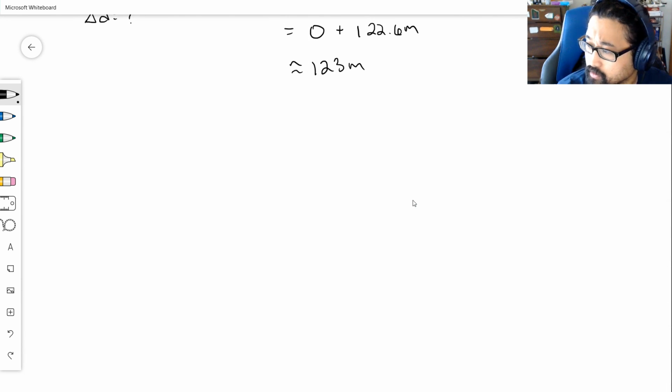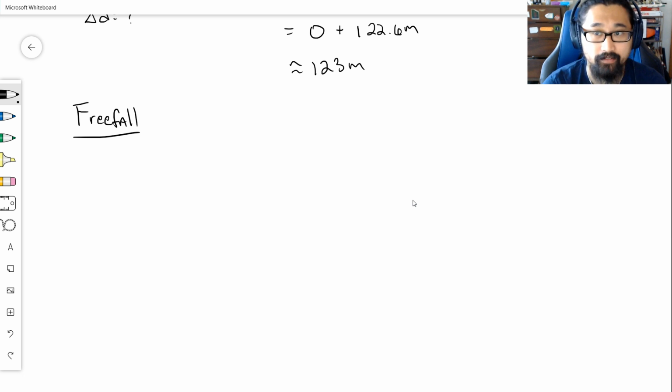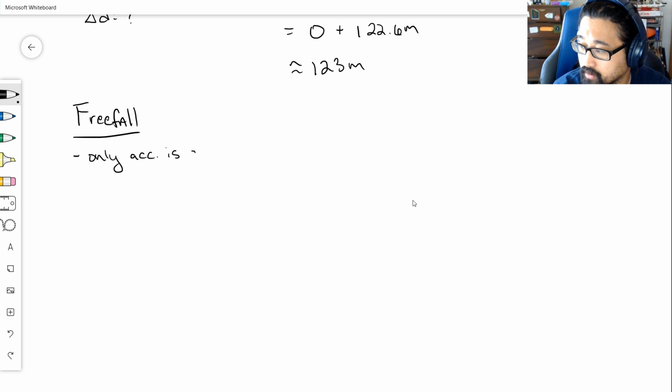So that is where I'm going now. We are going to talk about free fall. Now an object in free fall has specific conditions. First, the only acceleration is g, which is, again, 9.81 meters per second squared.